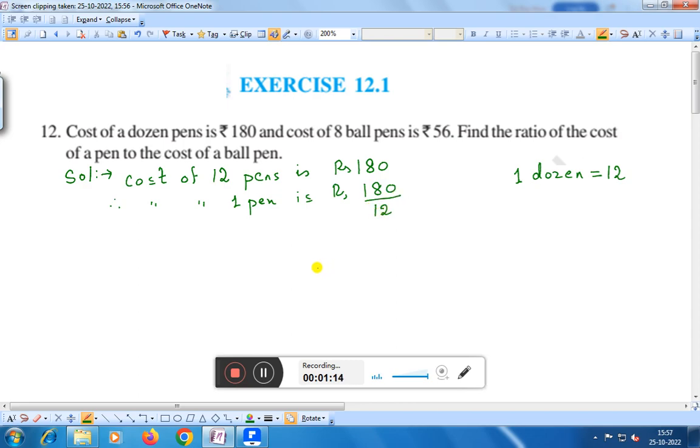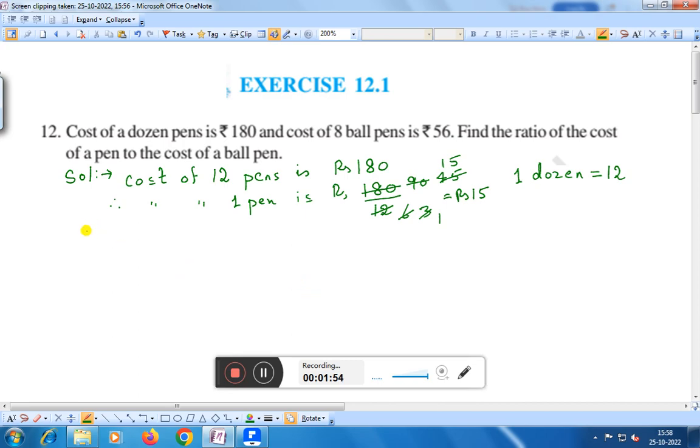right? If we cut this with 2, that is 2 6 12 and 2 9 18, 0 again, 2 3 6, 2 4 8, 2 5 10. Again, if we cut with 3, 3 1 3, 3 5 15. Therefore, the cost of 1 pen is rupees 15. Therefore, the cost of 1 pen is rupees 15.